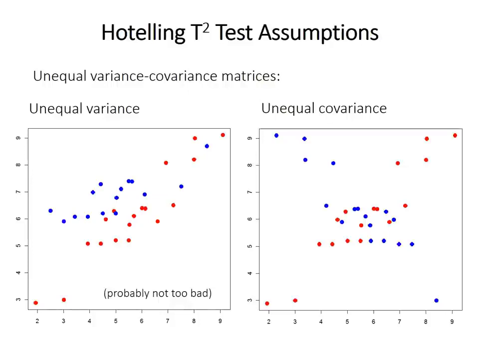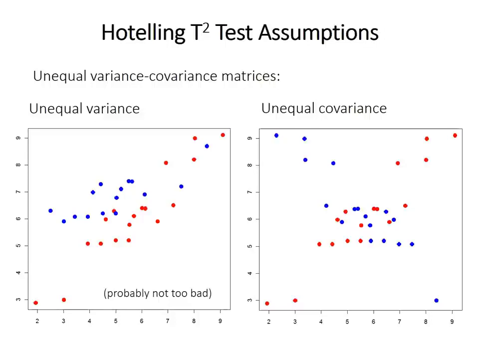So this slide illustrates some of the issues with variance or with covariance of the matrix of the samples. So remember, one of the assumptions is they have to have equal variance covariance matrices, and you can't really look at the matrix. I mean, you can look at the matrix, but you can't really tell what's going on with it. So you should just look at this graphically.